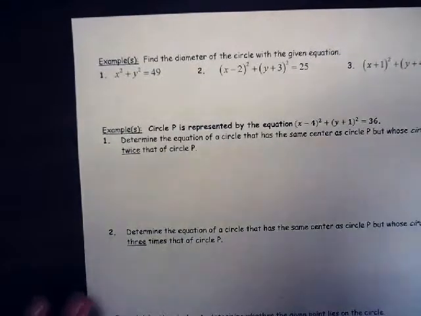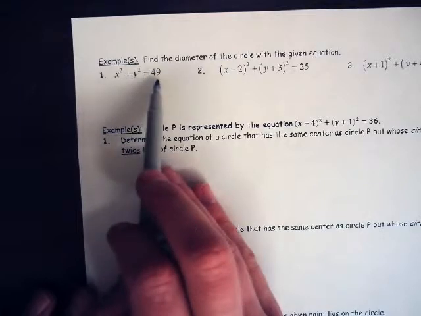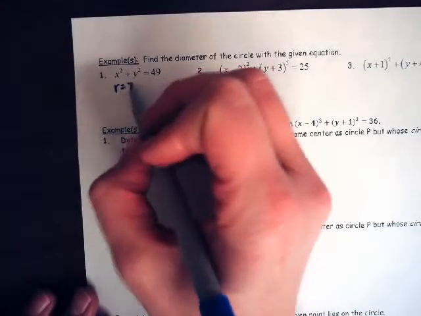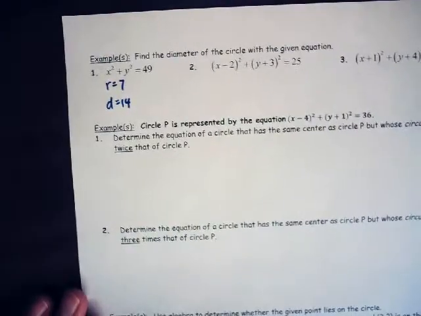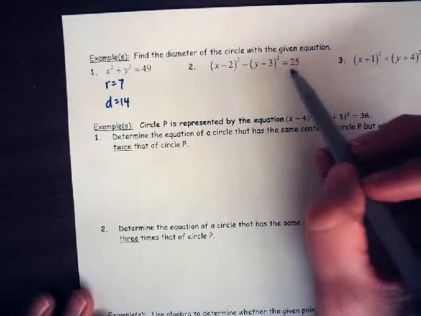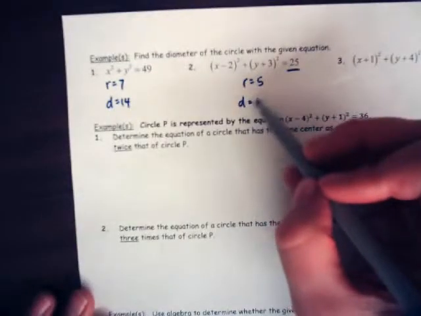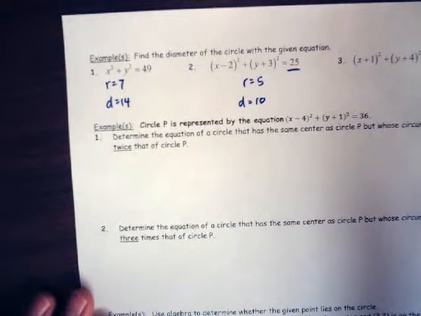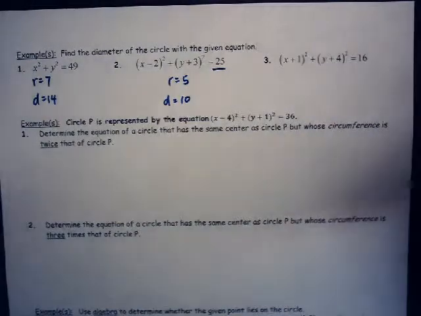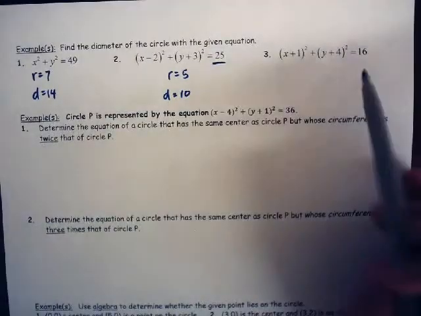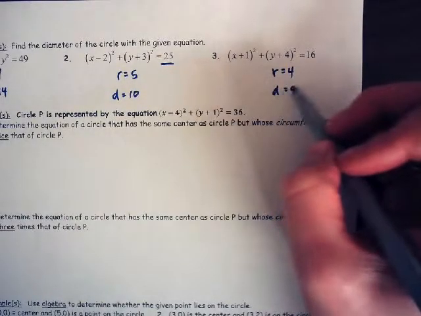Okay, find the diameter of the circle with the given equation. So if this is the equation right here, x squared plus y squared equals 49, I know my radius is 7, so my diameter has to be 14, because it's double. On number 2, 25. So if I take the square root of that, my radius is 5, so my diameter would be 10. Number 3, I have 16 here. Sorry, my lighting's not very great today. So 16 is my radius squared, then the square root would be 4, and the diameter would be 8.